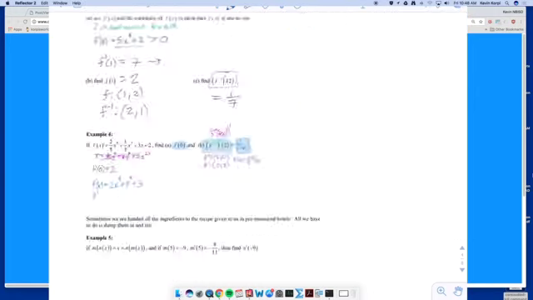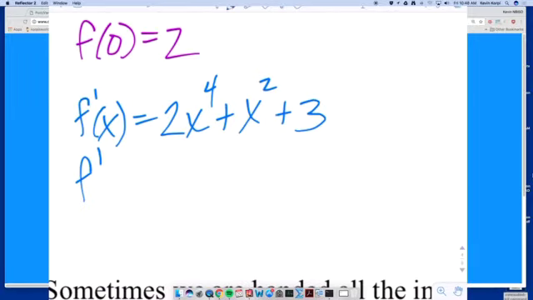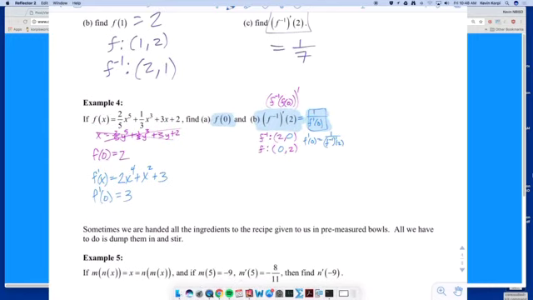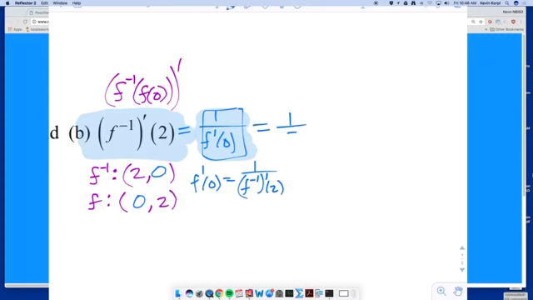Now we plug in a what? Do we plug in a 2 or a 0? Very good. The 2 is the input on f inverse. We got to plug in the input for f, which is 0, the corresponding input. F prime of 0 is 3. Okay, so here we go. F inverse prime of 2 is 1 over f prime of 0, which is 1 over 3. And we have our answer, 1/3. The answer is 1/3.